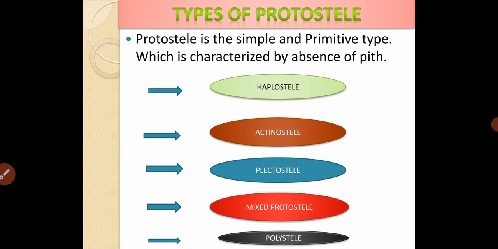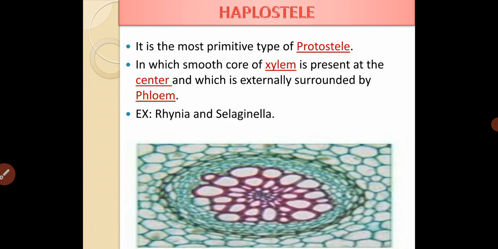First, protostele. It is the simple and primitive type, which is characterized by the absence of pith in it. There are different types of protostele, that is haplostele, actinostele, plectostele, mixed protostele and polystele. Let's start with the haplostele. It is the most primitive type of protostele in which a smooth core of xylem is present at the center, which is externally surrounded by the phloem, as seen in case of Rhynia and Selaginella.